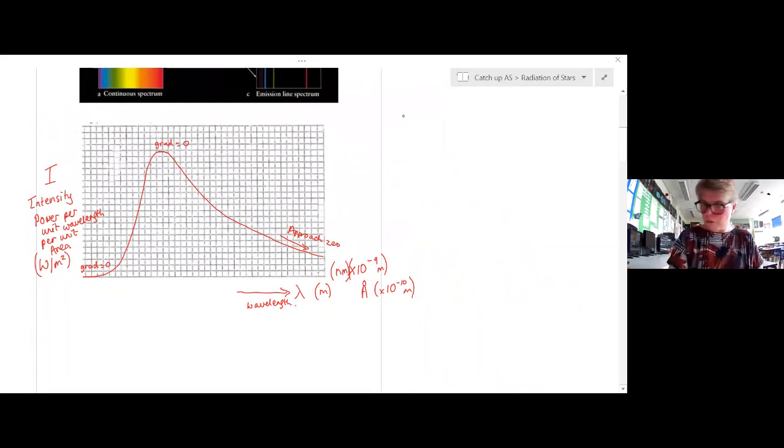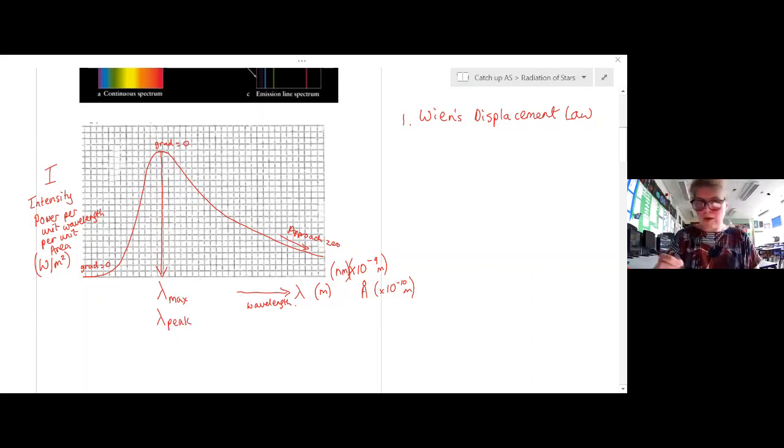Now, the first one is what we call Wien's displacement law, and that will lead us to the temperature of the star from knowing the peak wavelength. So wherever the peak is, go down to find that maximum wavelength, or lambda peak, and then from that, we can use the peak wavelength to give us the temperature.